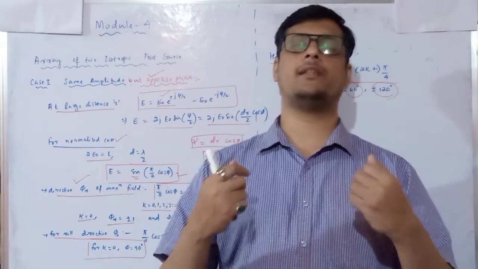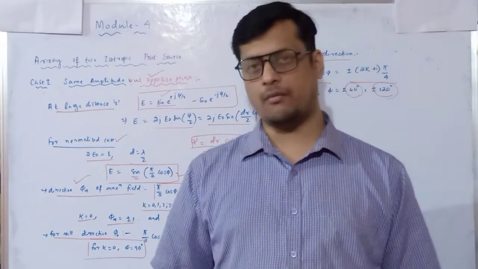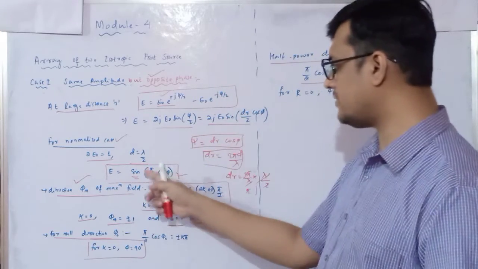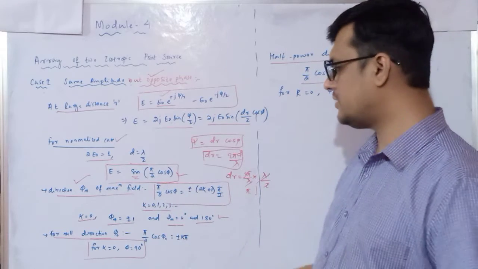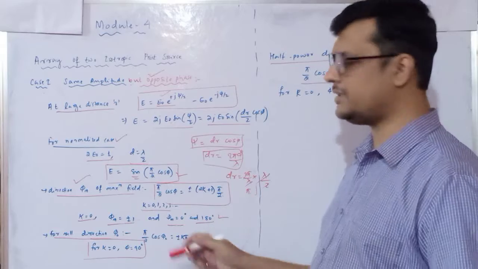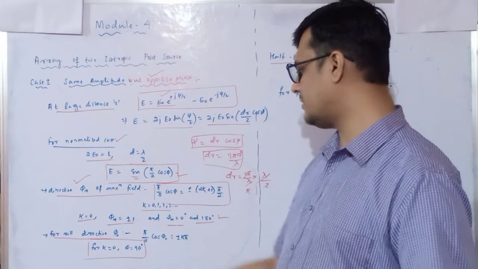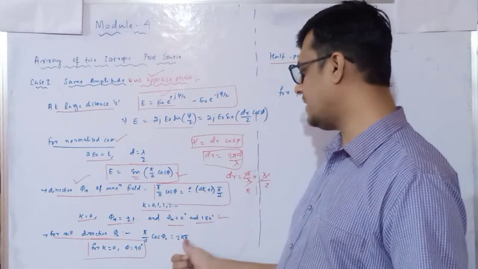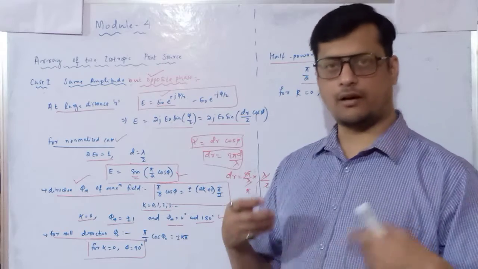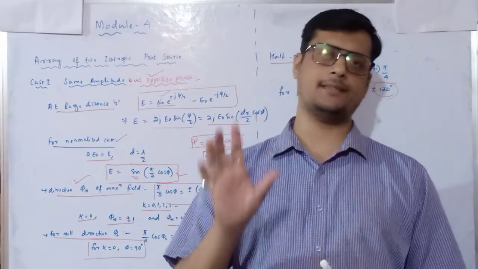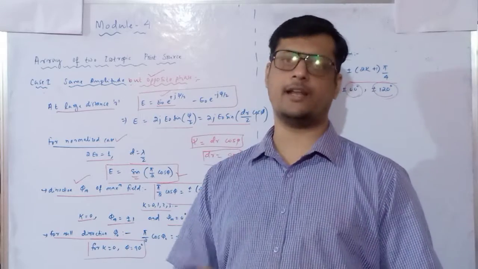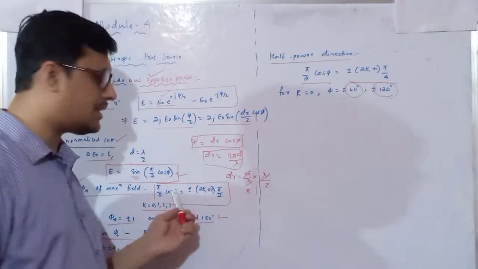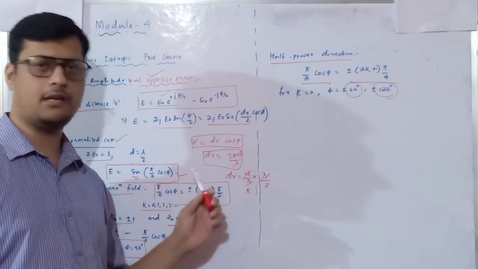Null direction means where the field component is not available. So the field component is not available when the sine component is equivalent to pi terms. So the sine of this whole is pi, then sine pi is 0. So pi by 2 cos phi equals k pi. When k equals 0, your cos phi becomes 0, because if cos phi is 0, phi is 90 degree. So this is the null direction where the field intensity is not available. Okay, the field intensity is available in the maximum direction, that is one at 0 degree, one at 180 degree.